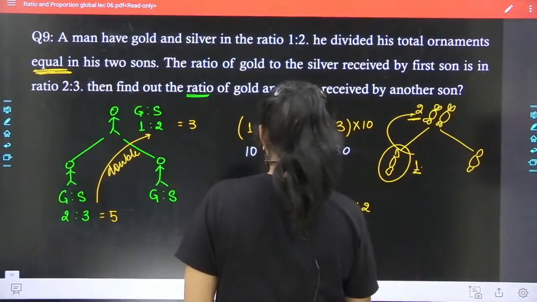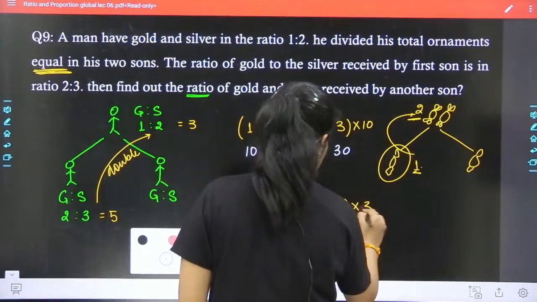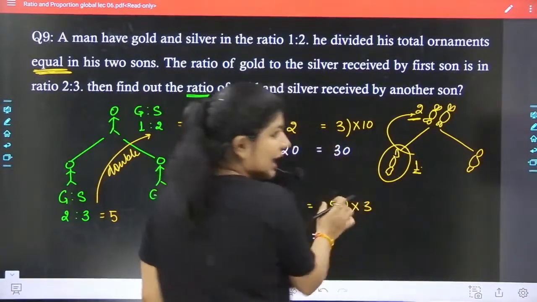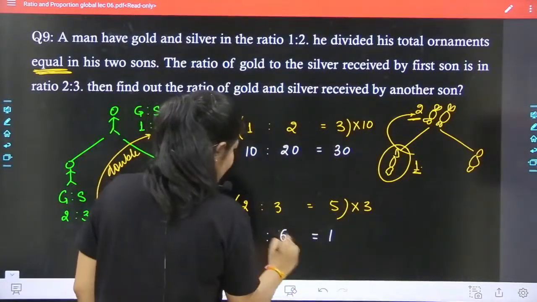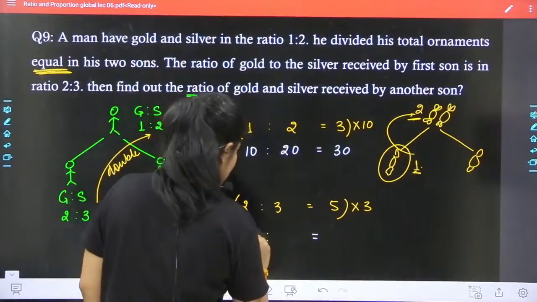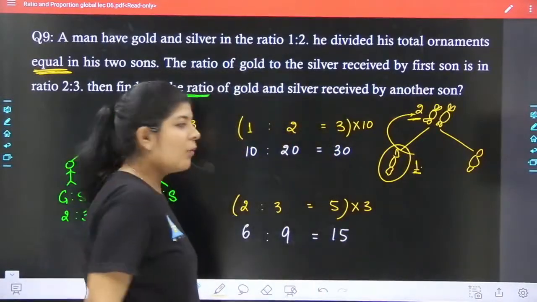No, wait. I have to multiply this term by 3 just to make this value 15, and 15 is exactly half of this. So I'll get my new ratio as 6:9, that is equal to 15. Now what I have to do?